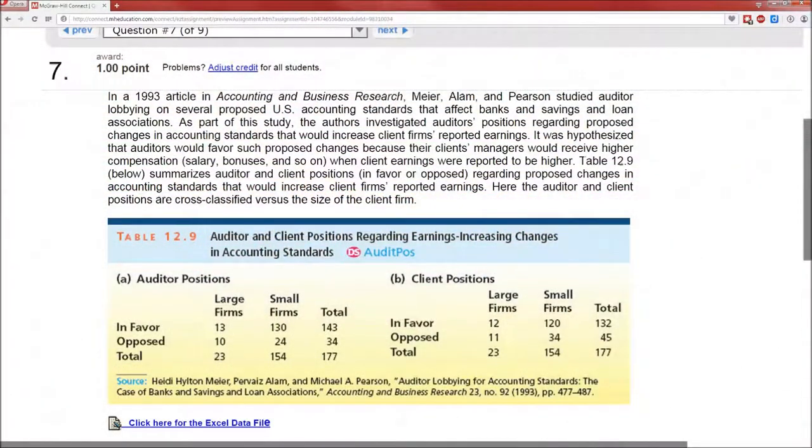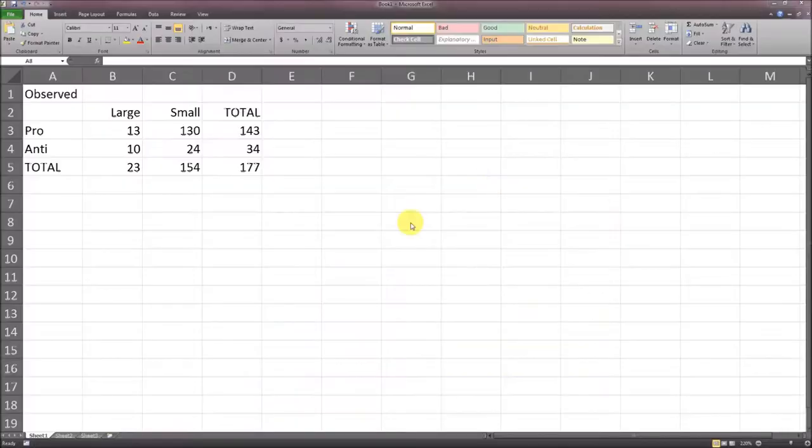This little example is assignment 17, problem number 7, how to calculate chi-square tests, tests of independence. So here's the data. I'm just going to do it for A because B and 8 is going to be the same thing. This is what's observed. This is what we observe and want to determine if it is close enough to what we would expect.